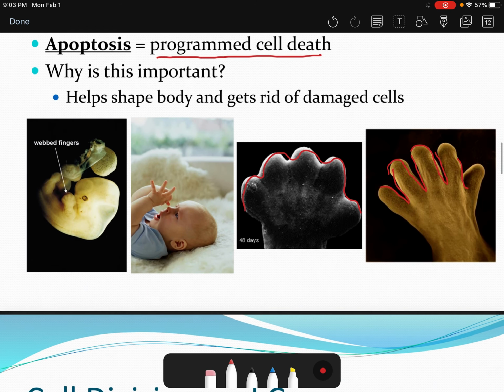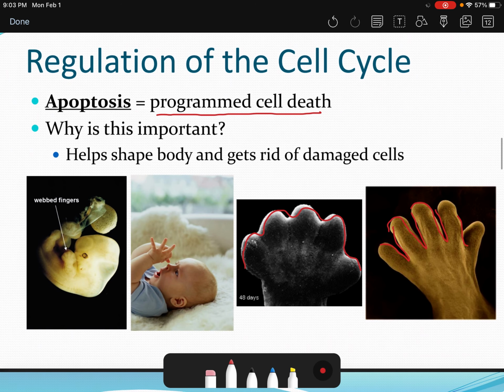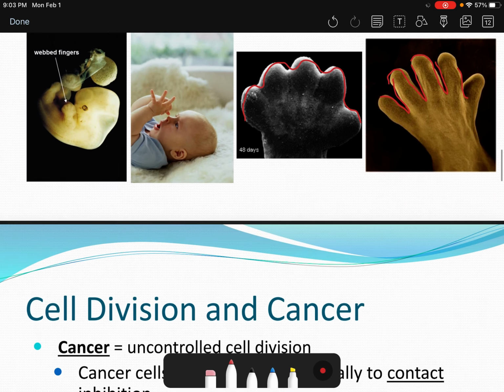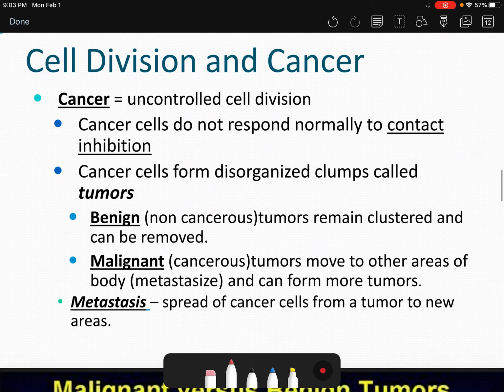It also helps, if you have a sunburn area on your back, the reason you start peeling off is that apoptosis is causing all those affected cells, those damaged cells, to just basically die and slough off when you have that peeling occurring after a sunburn.